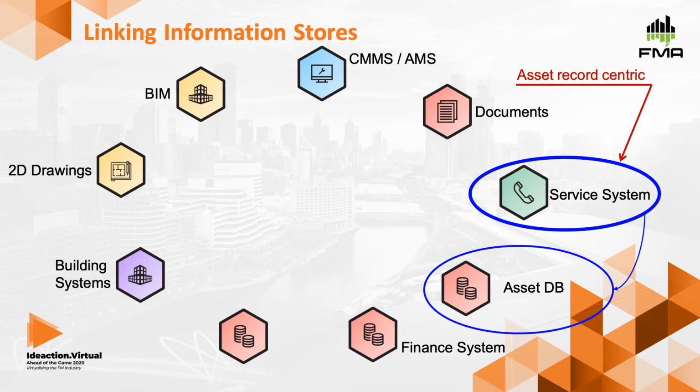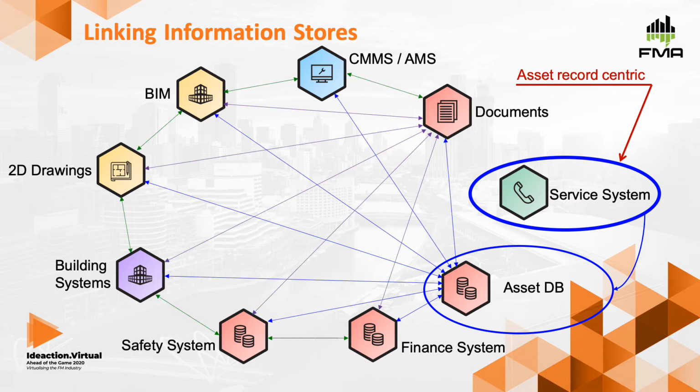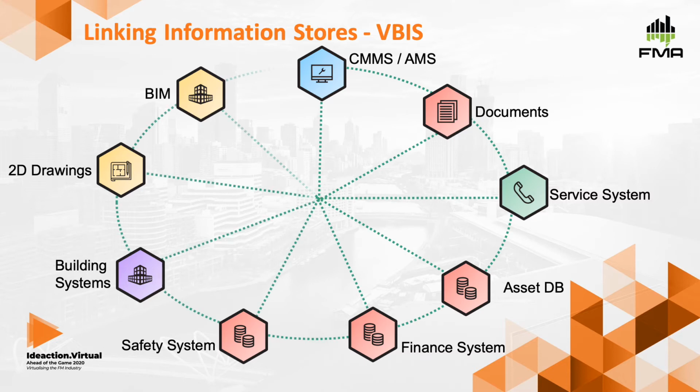So what we want to do is use the asset record as a master reference point and then link it to the other stores to retrieve information, either for analysis or as an entry point into another system. And this is where VBIS comes in.